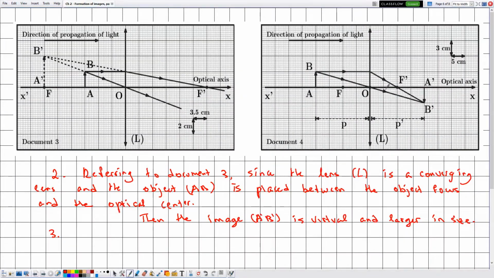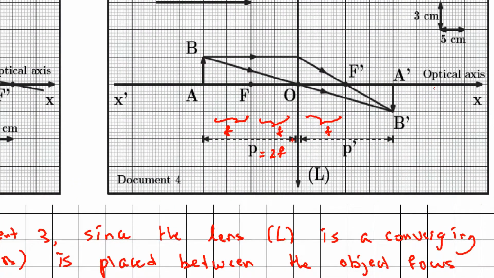So if this is f, this is also f, this is f, so P is equal to the double of the focal length. And in this case, because P is equal to the double of the focal length, the first thing that we can notice is that the object AB consists of 1 division, and the image A prime B prime consists of 1 division as well. So the object and the image are equal in size. Moreover, the distance P prime, which is the distance between the lens and the image, also is equal to the double of the focal length, because this is equal also to the focal length.